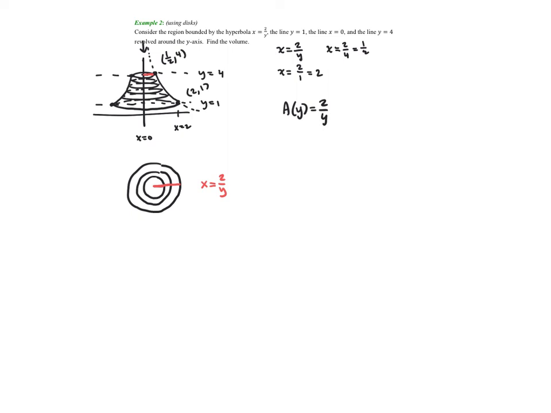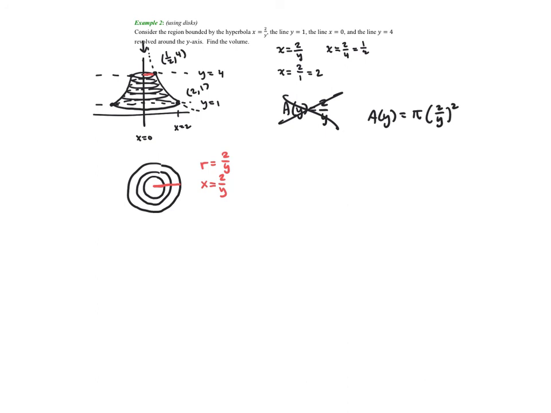Okay, so A of y is equal to 2 over y. Now, actually that's my fault. I goofed that up, that's not true. This is actually going to be r. r is equal to 2 over y. Therefore, A of y isn't 2 over y. Oh gosh, let me just scratch it out here. So A of y isn't 2 over y. A of y is pi r squared. Okay, so there's our area function.